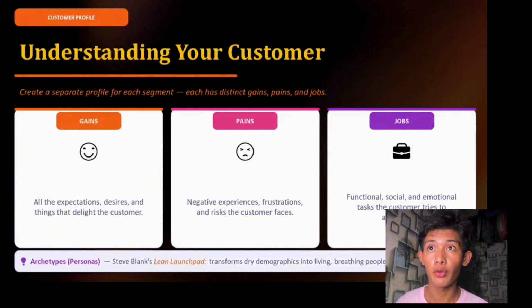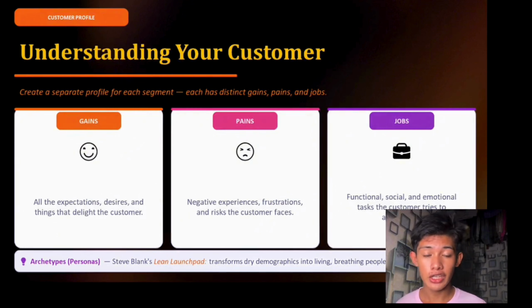And before we create po yung customer profile, we must first evaluate what are called customer archetypes. Archetypes po are also known as the personas. Yung customer archetypes po were popularized by Steve Blank in his Lean Launchpad. Kasi dati po, yung mga companies, ginagamit lang po nila is dry demographic description like female, ages 25 to 35, and employed. Pero ngayon po kasi, with customer archetypes, nagkaroon na po tayo ng bagong descriptions like living or breathing people with personalities, habits, and emotions that the business can actually relate to and understand.